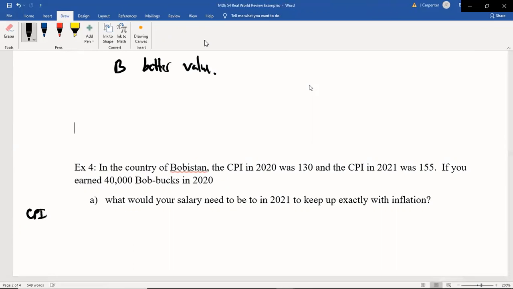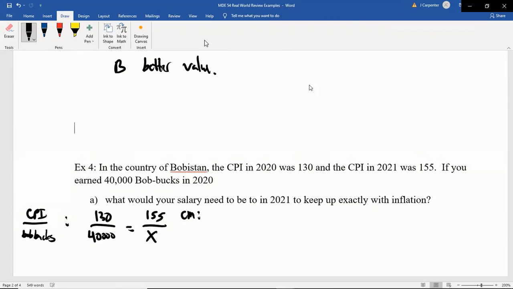over our, I mean, you can do this several ways. You can compare one CPI to another. You can compare the CPI to the cost, as long as you're consistent. So let's go CPI over the dollar amount, Bob bucks. And we're going to have one side be 2020 and the other side be 2021. So in 2020, the CPI was 130 and we were making 40 grand. But then in the next year, the CPI rose to 155 and we have an unknown amount of Bob bucks to match our lifestyle.